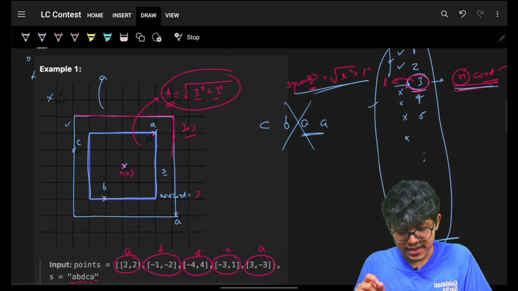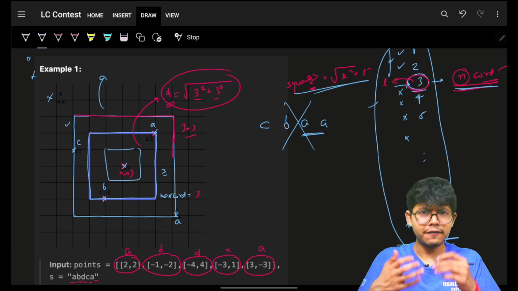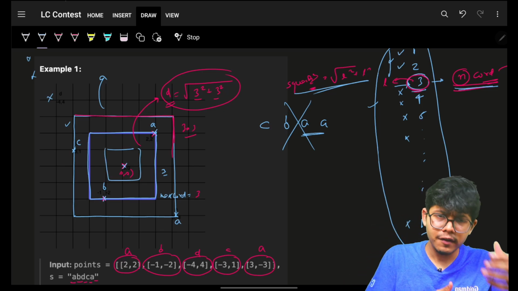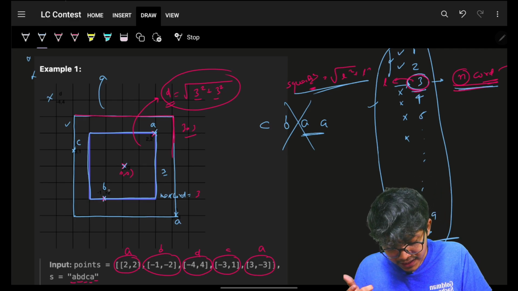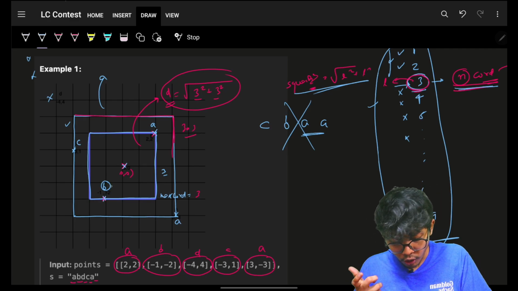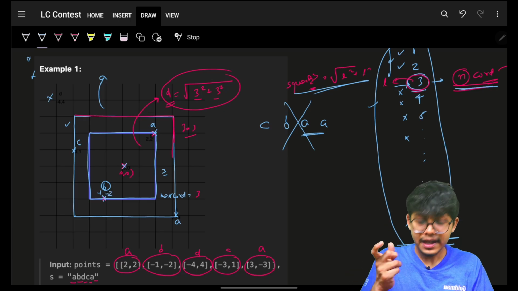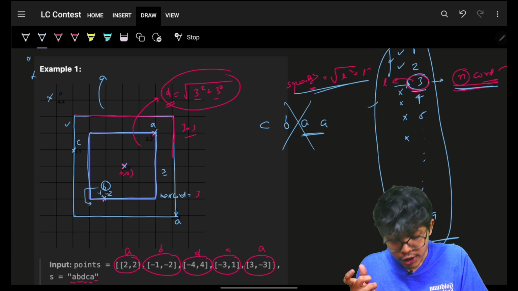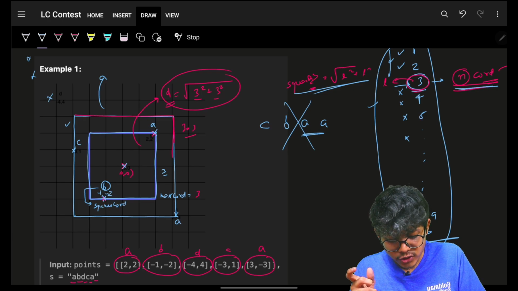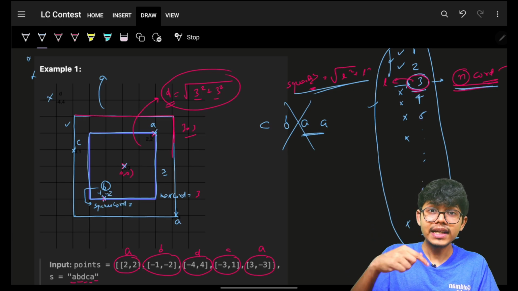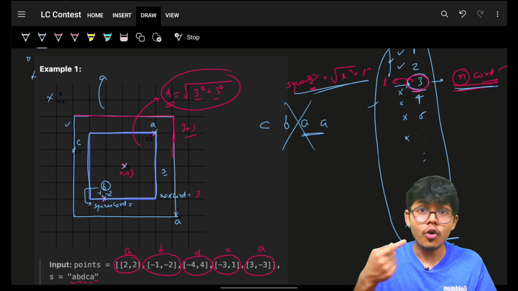How? Rather than trying for 1 cross 1, even though in binary search you would try for 1 cross 1, I'm saying go directly to the coordinate. You know that the coordinate b is -1 comma -2. I will get its corresponding square coordinate. What I mean by square coordinate is the square at which this coordinate will lie.